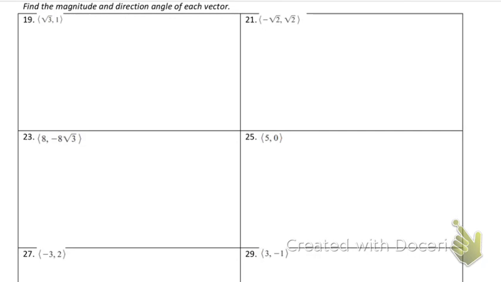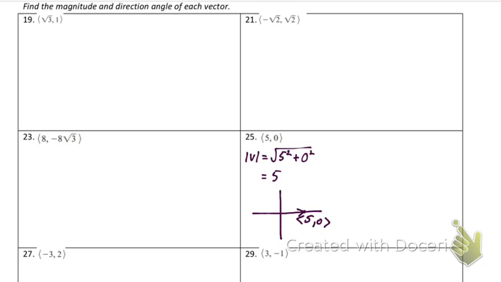So 25 is 5, 0. Our magnitude, maybe I'll just put it as v, is going to equal the square root of 5 squared plus 0 squared. Doesn't really matter. It's actually just 5 squared, so my magnitude is going to be 5. Which makes sense, because if I would have plotted this to begin with, this vector just ends at 5, 0. So the length has to be 5. That's why the magnitude is 5, because the length is 5.